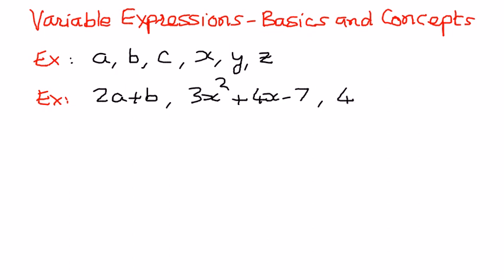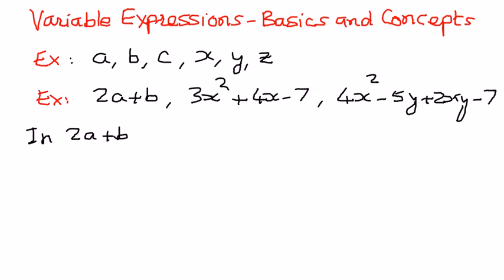For example, we could have 4x squared minus 5y plus 2xy minus 7. This is an example of a variable expression. In all of these examples, let's say 2a plus b, 2a and b are the variable terms. Let me write this down here. 2a and b are the variable terms.